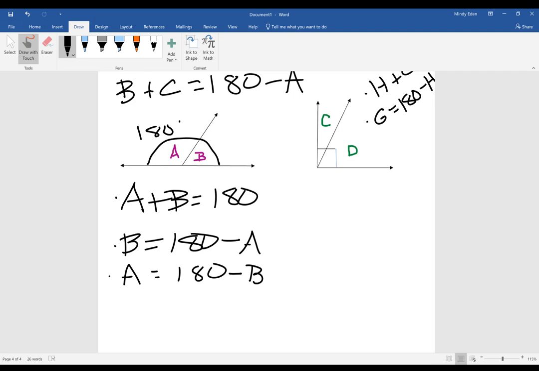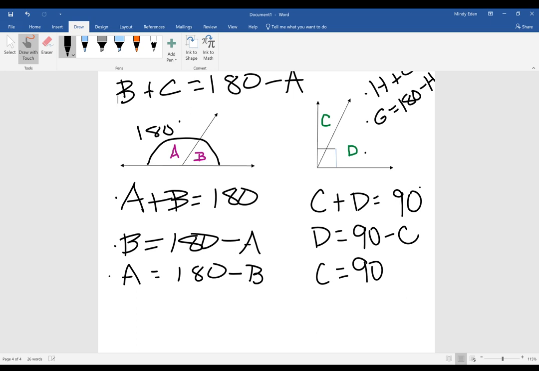And my last example talks about that right angle with the box. So since there's a right angle, I know if I add them together, I will get 90. And likewise, if I only want to find D, I can take 90 and subtract C. If I want to take C, I can do 90, which is my total, and I can take off D. And those three angles are equivalent.